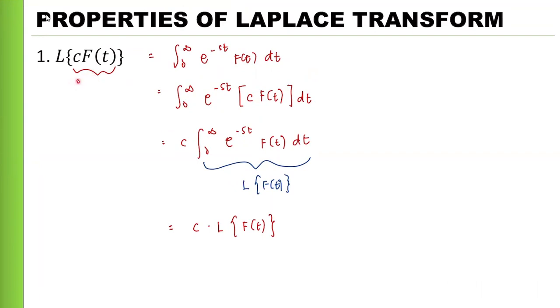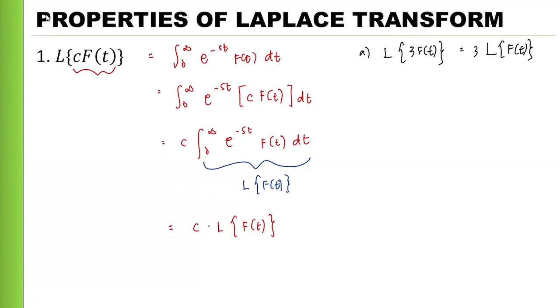inside nung ating Laplace transform equation, we can factor it out daw dun sa labas niya. Okay? So, halimbawa, for example, we have a pinahanap sa atin is Laplace transform of 3f of t. Yan. So, we can say na this is equals to 3 times L of f of t. Yan. Okay? So, we can factor out any number na constant dun sa ating function.